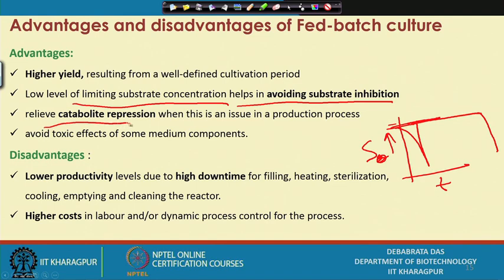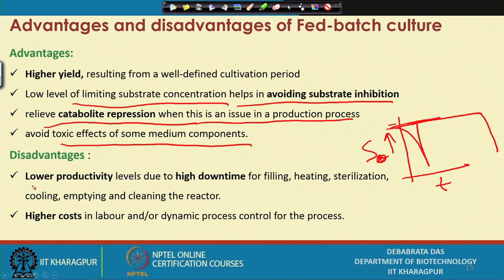The catabolic repression, when this is an issue in the production process, that problem also can be overcome. Another advantage is avoiding the toxic effect of some media components. That also can be avoided to some extent, because you are adding only the substrate, increasing it on the basis of stoichiometry. You are not adding all the components present in the reaction mixture or in the media. So naturally, the possibility of toxic accumulation will be reduced.